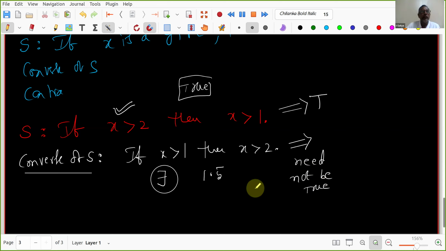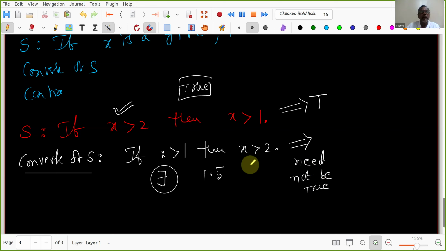You also told very beautifully that few times it is true, few times it is not true. For example, if my x is equal to 3, then x is greater than 1 and x is greater than 2. Sometimes it may be true, but not always. So we cannot say that it is a true statement. My original statement is true, but the converse need not be true.